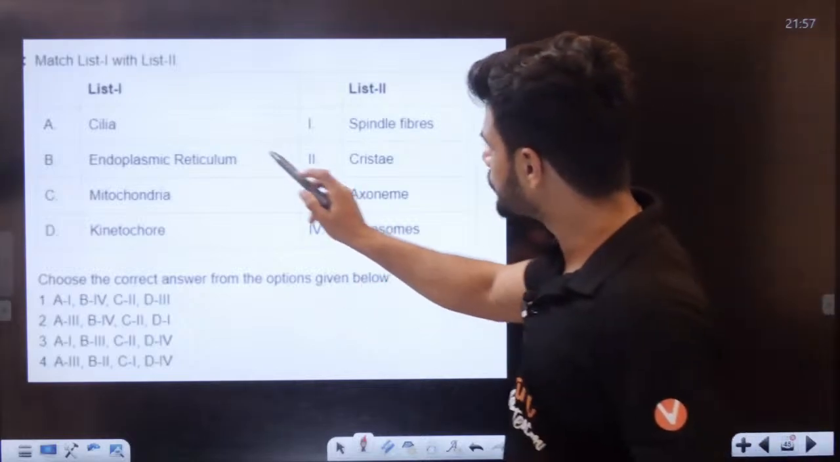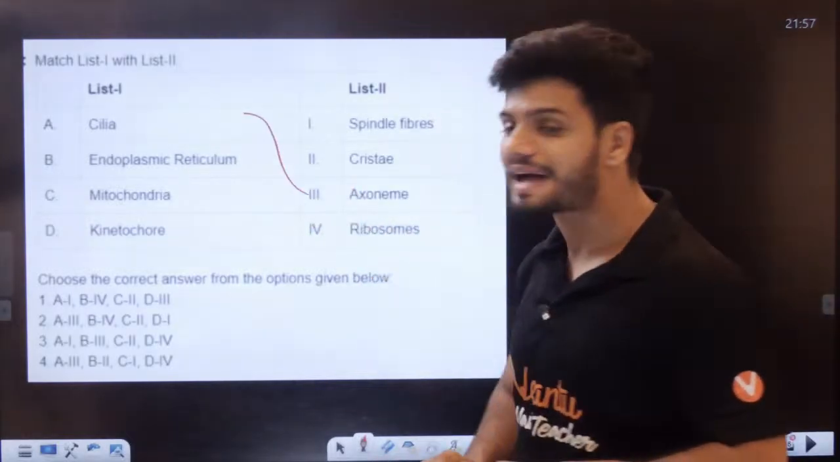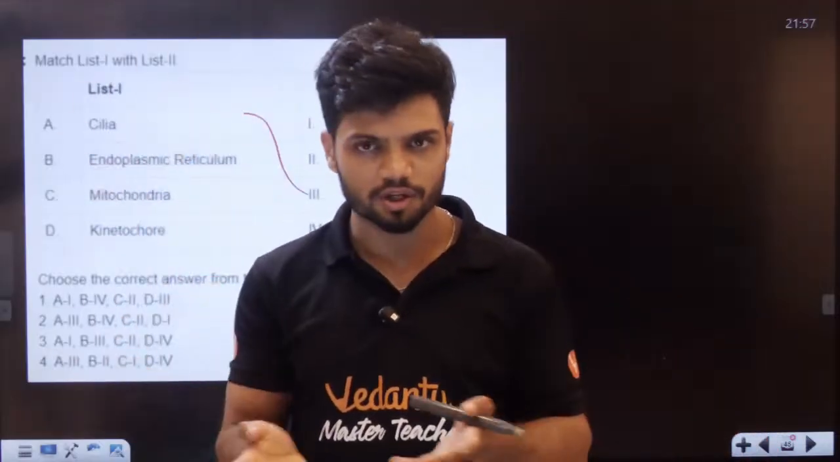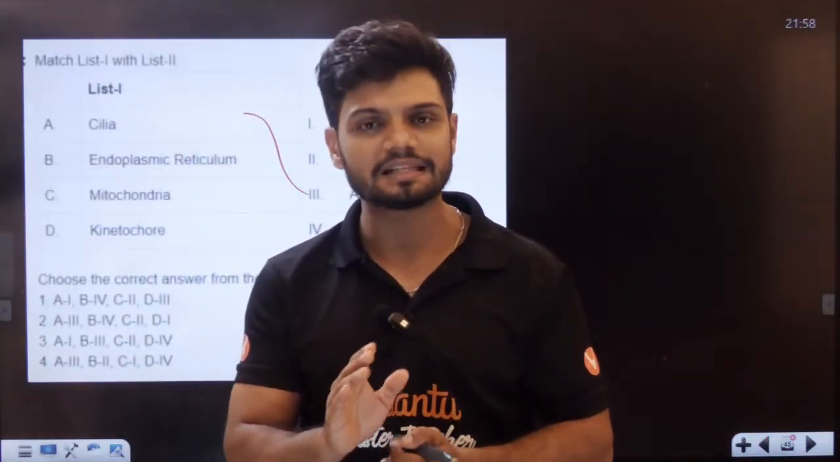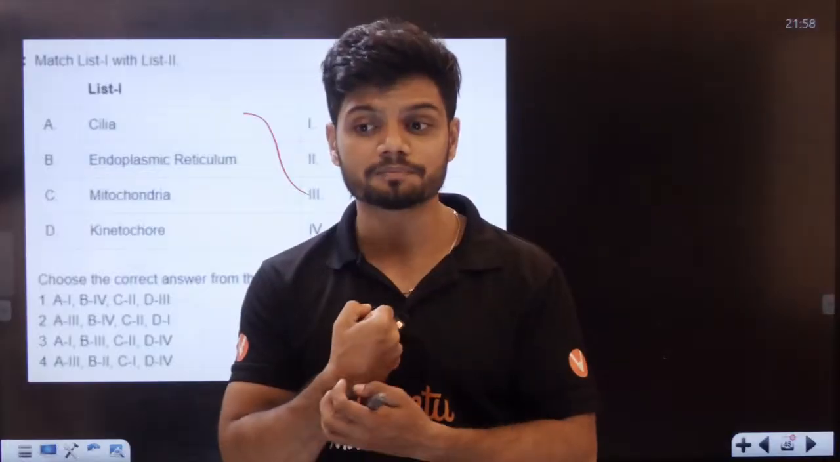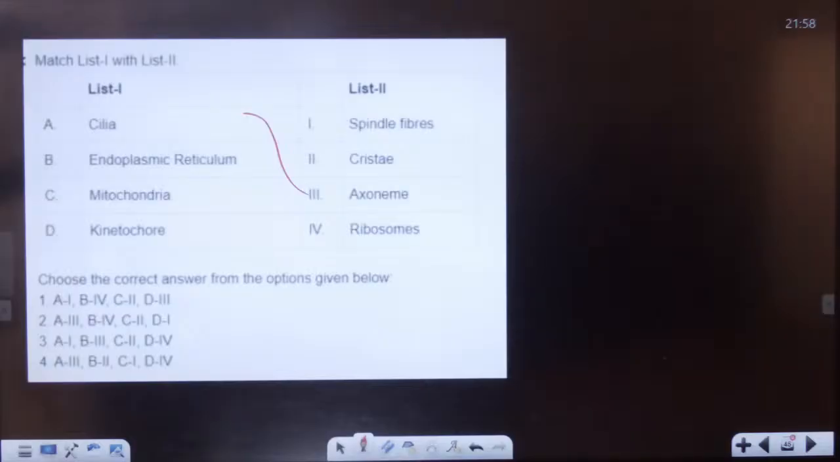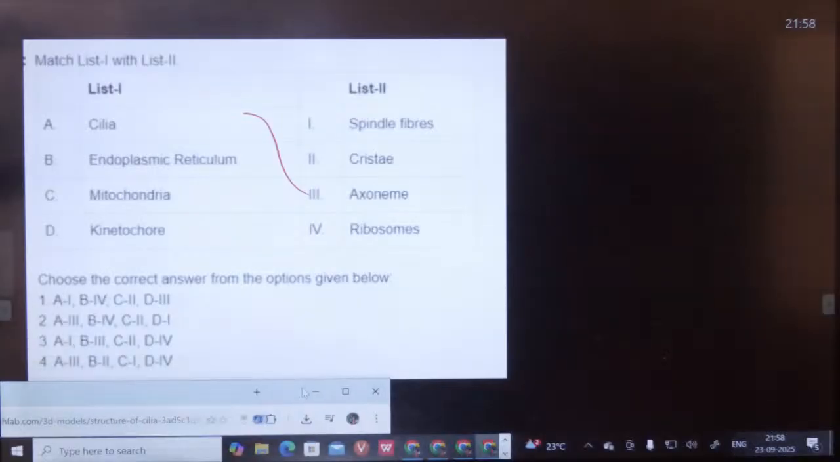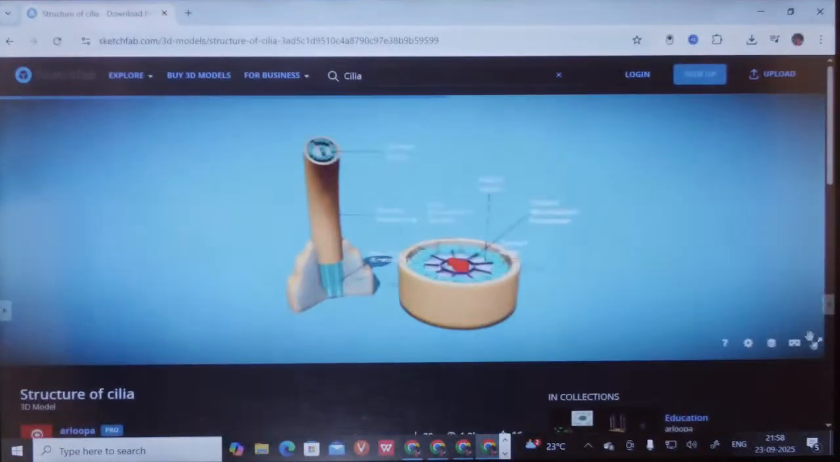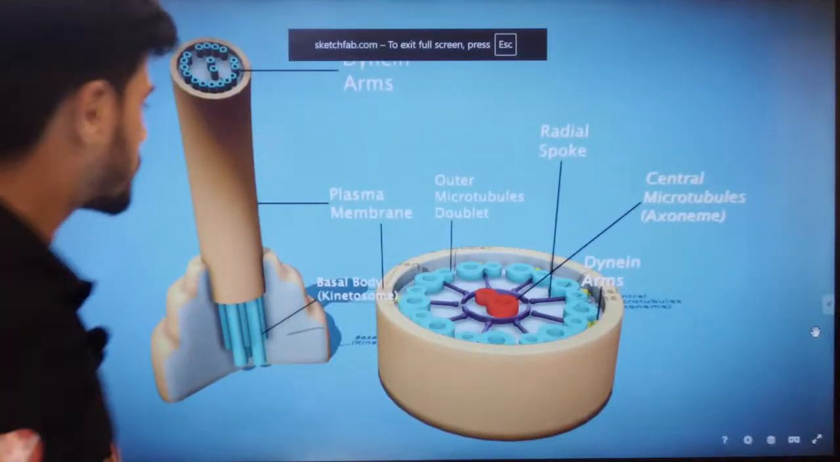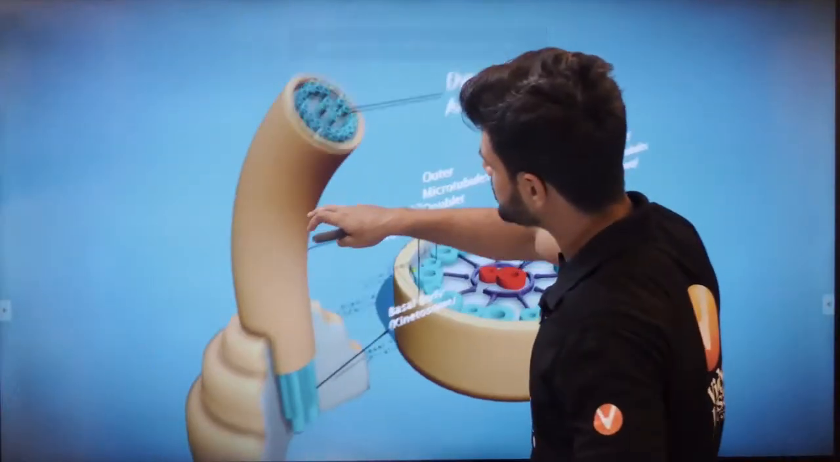All of you know, cilia has something called the axoneme. Have you ever seen the structure of a cilium? Cilia and flagella. Students, have you seen the cross section of cilia? This is a cilium. Cilia or flagella have the same structure.